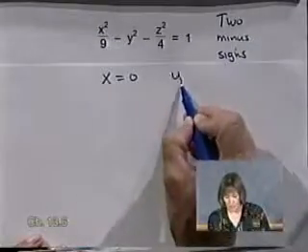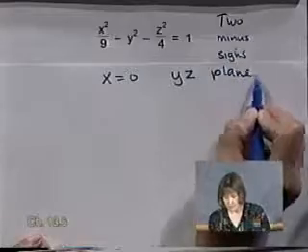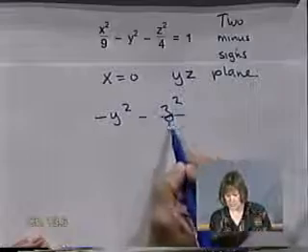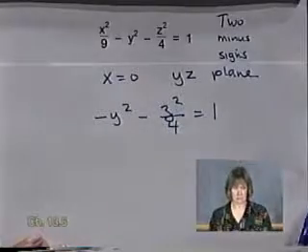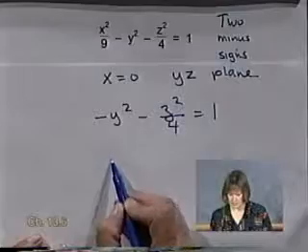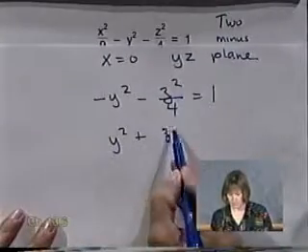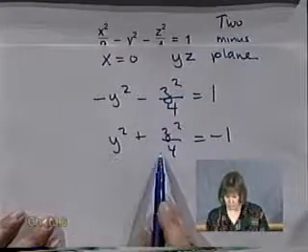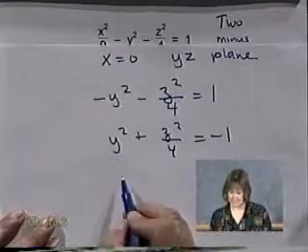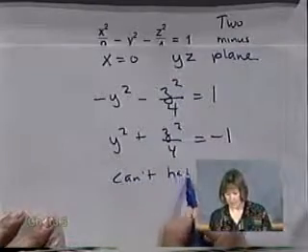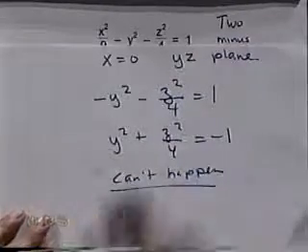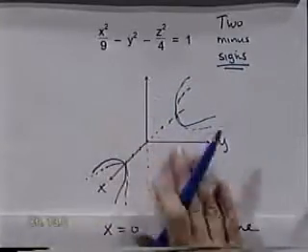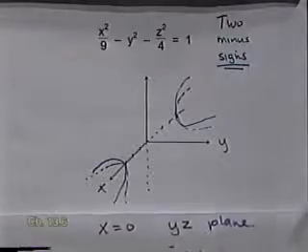I'm looking at the yz plane. Notice if I let x be 0, I get minus y squared minus z squared over 4 equals 1. If you multiply through by a minus sign, you get y squared plus z squared over 4 equals negative 1. Can you have a positive plus a positive to equal a negative 1? Can't happen. In other words, this graph has no points in the yz plane. There's nothing there in the middle in the yz plane. Let's see why.